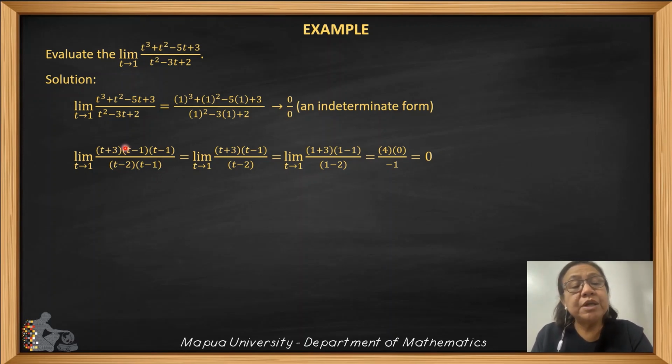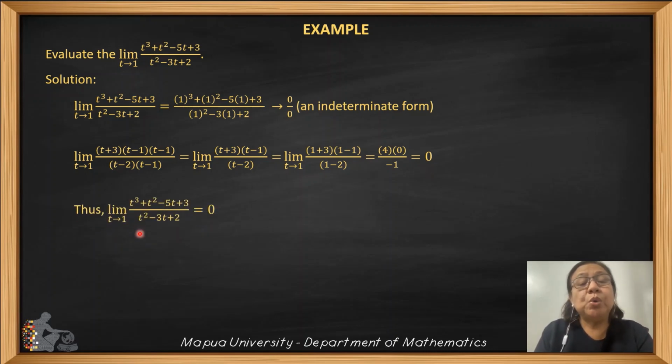So you can now simplify this ratio, dividing both members of the fraction by t minus 1, reducing the fraction to this form: t plus 3 times t minus 1 divided by t minus 2. And if we use it to evaluate the limit as t approaches 1, then this will give us a limit of 0. So at this point, we conclude that the limit of t cubed plus t squared minus 5t plus 3 divided by t squared minus 3t plus 2 as t approaches 1 is 0.